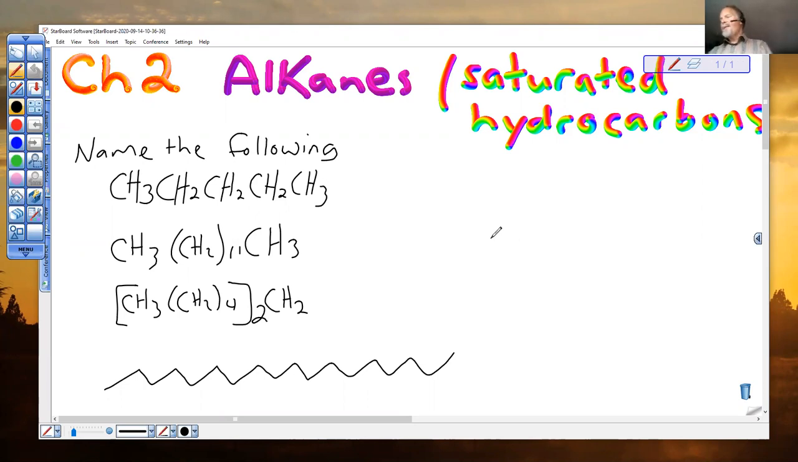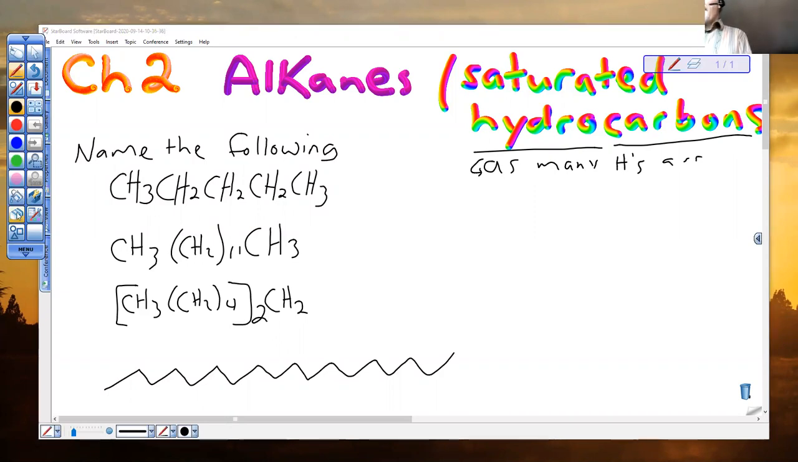Saturated hydrocarbons has nothing to do with solutions. It has to do with molecules that have only two elements. You guessed it, hydrogen and carbon. And the saturated reference here is that there are as many hydrogens as possible. Many H's as, oh, well, that's a sad typo, isn't it? As possible.